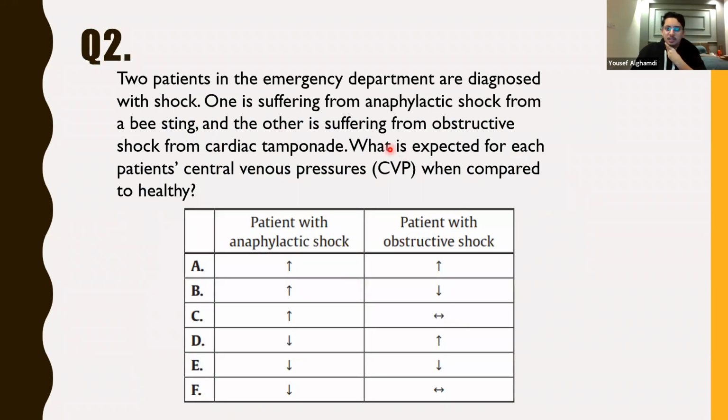So two patients in the ER are diagnosed with shock. One is suffering from anaphylaxis from a bee sting, and the other is suffering from obstructive shock from cardiac tamponade. So you can say it's cardiogenic, right? What is expected for each patient's central venous pressure when compared to a healthy normal patient? Does anyone know the answer?